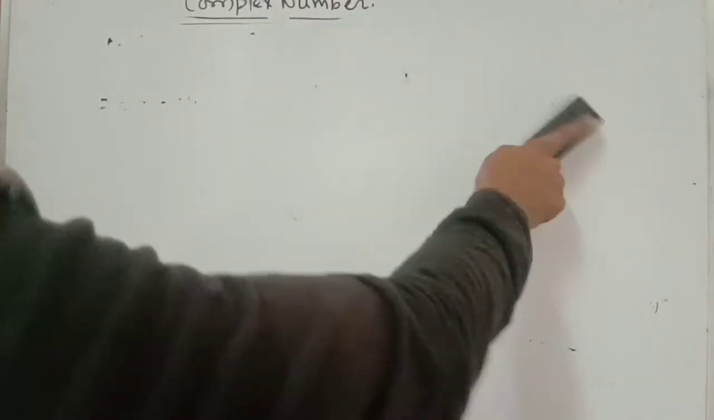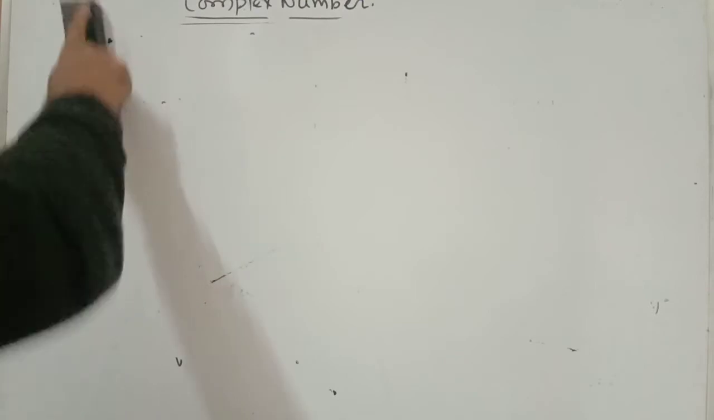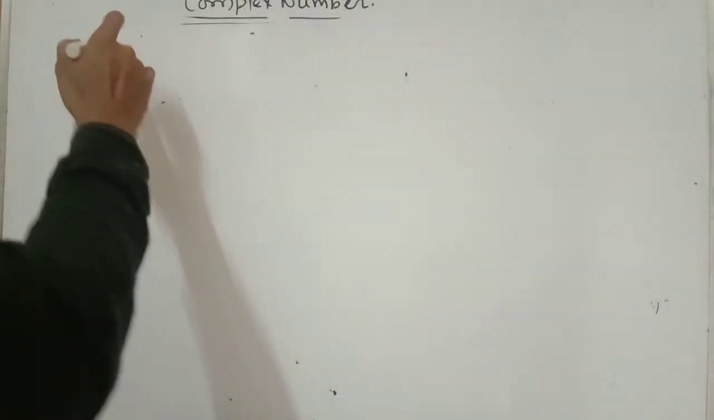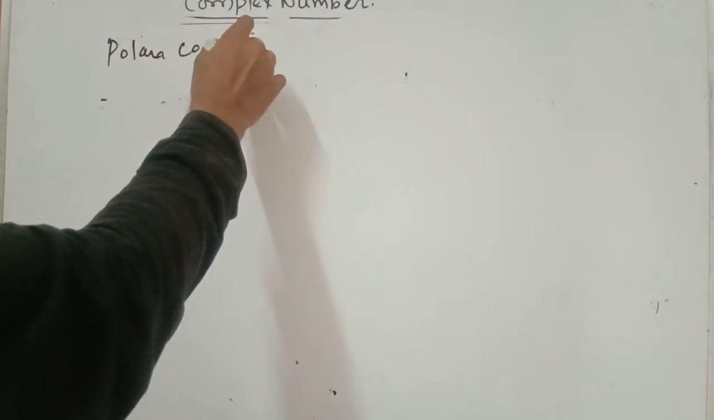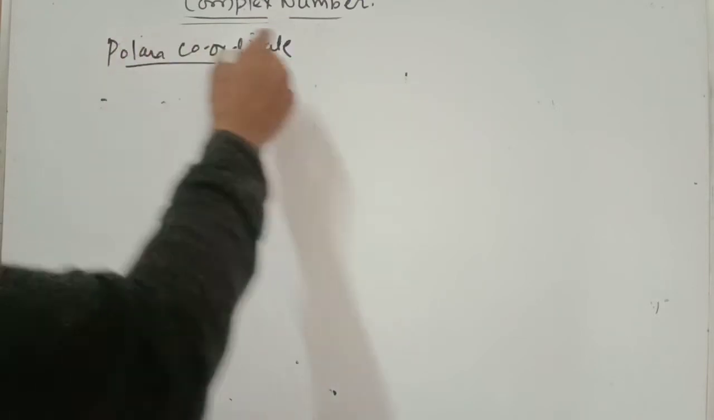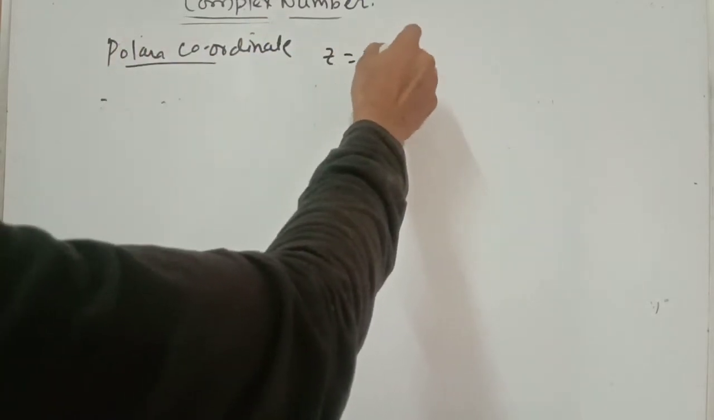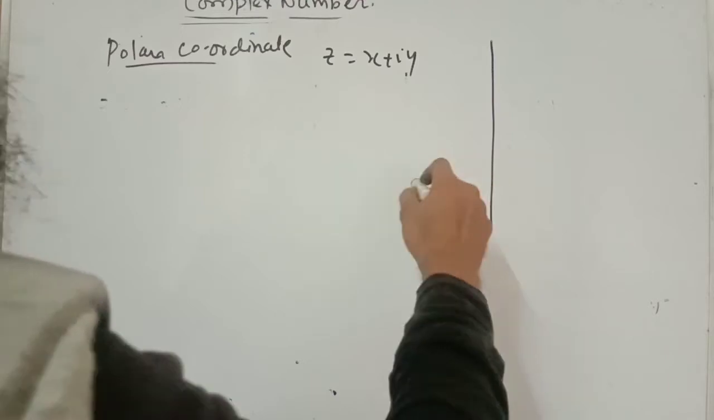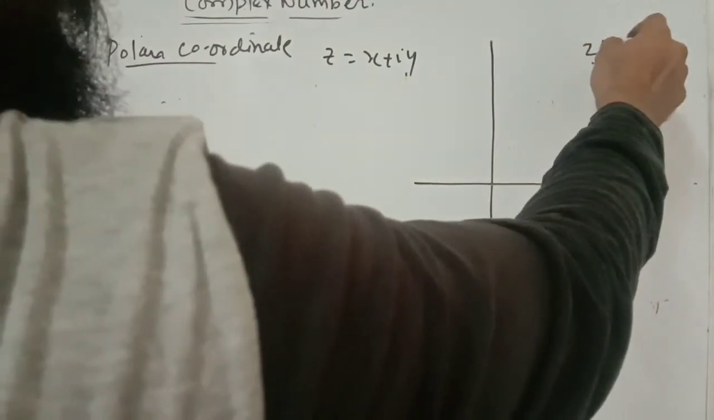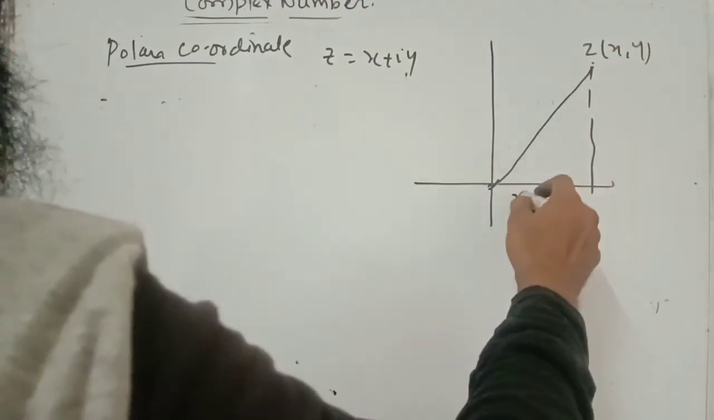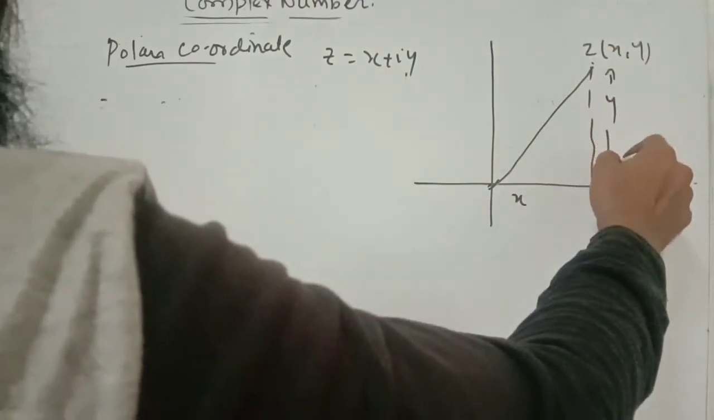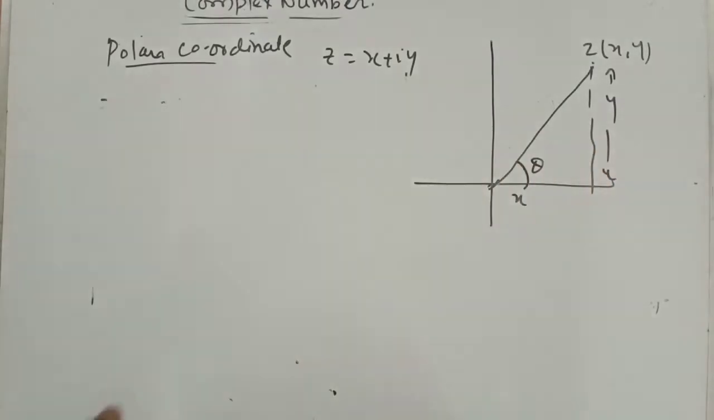After that, the polar coordinate. Find the polar coordinate. Then after that I will give an example for finding the argument. So what is the polar coordinate? Let z equal x plus iy. So this is the x, this is the y, and let this angle be theta. So the argument of z is theta.